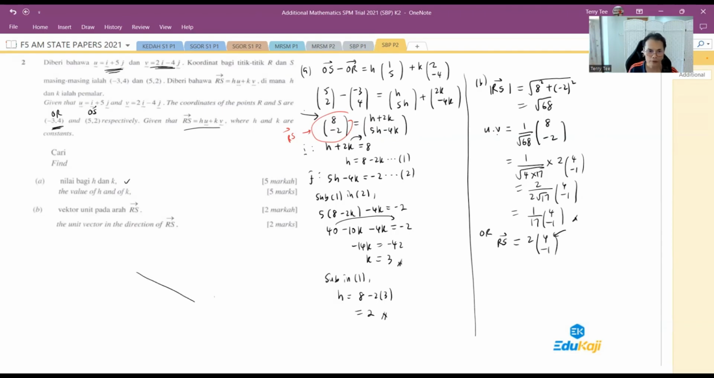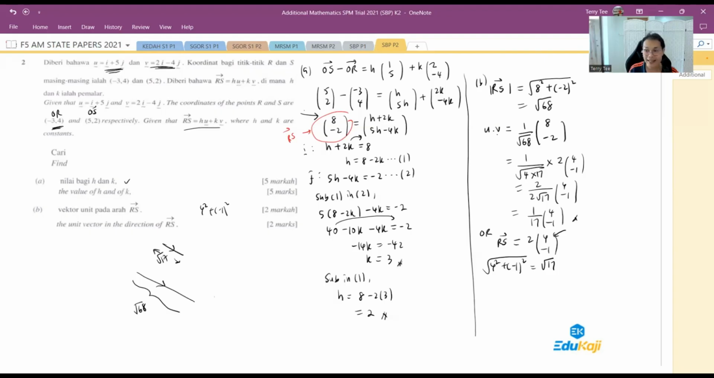Now, after all, when two vectors are going in the same direction, they actually share the same unit vector. For example, this is the vector just now. It has a magnitude of square root 68. Now, if I take (4, minus 1), the magnitude is the square root of 4 squared plus (-1) squared. This is square root 17.